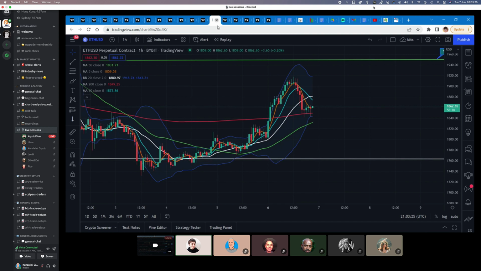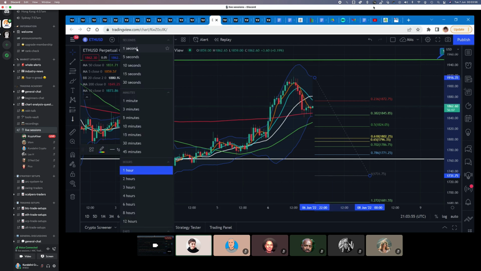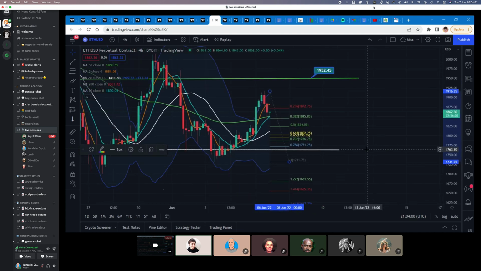Both ETH and XRP did what I expected Bitcoin to do, which was a retracement down to the 200 on the 1 hour. I think ETH has done a 0.382 correction so far. So I was expecting at least a 0.5, but it seems to be holding strong on the 200. And the 200 on the 1 hour is the 50 on the 4.